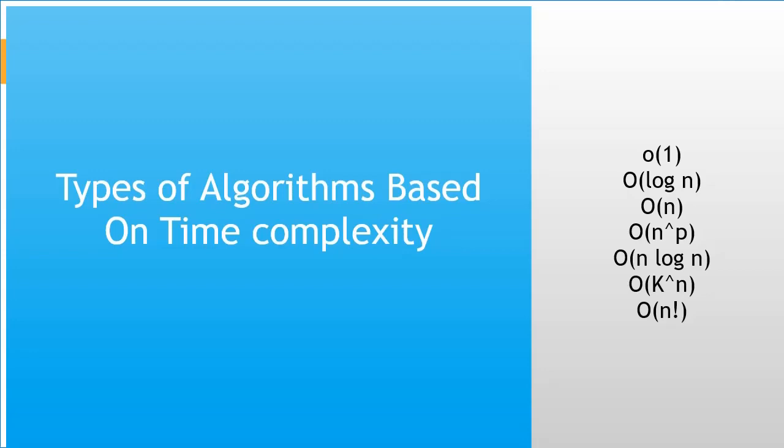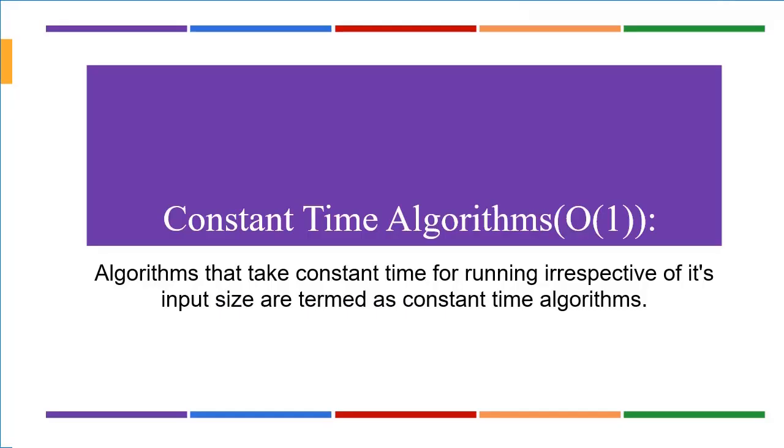Firstly, we have constant time algorithms, for which the time complexity is always in the form of big O of any constant. Okay, and then we have logarithmic time algorithms, linear time algorithms, polynomial time algorithms, n log n time algorithms, exponential algorithms, and finally we have factorial time algorithms. So let us discuss each one clearly with examples.